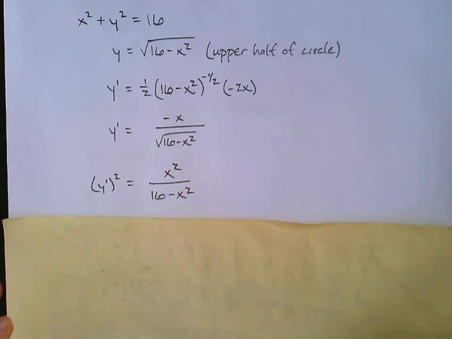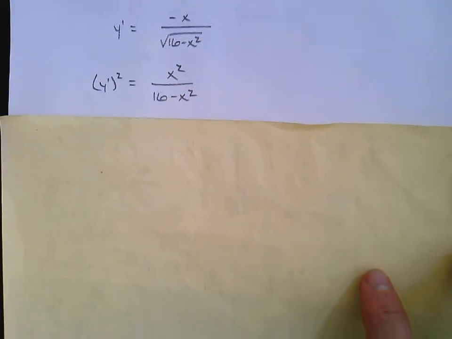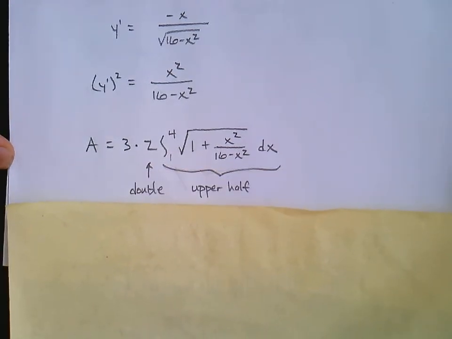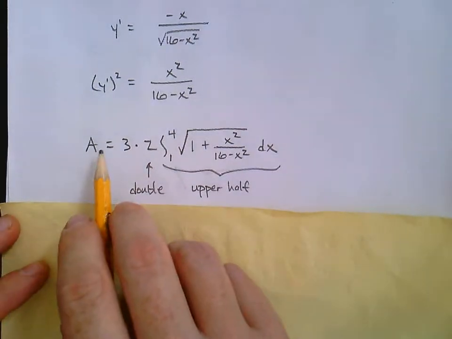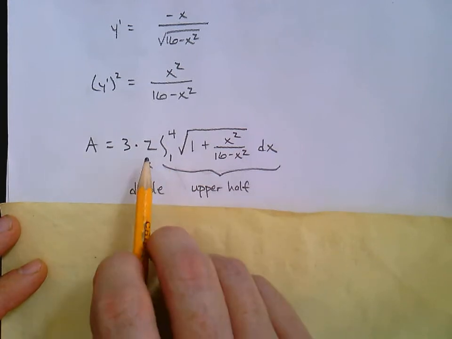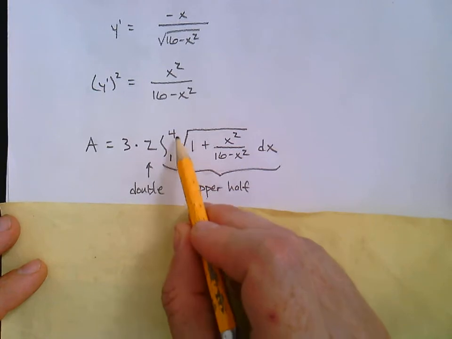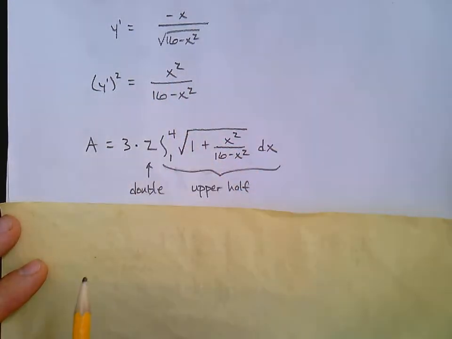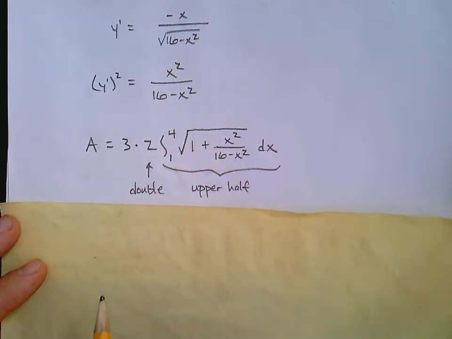Okay. Now we can set up our integral. So we remember that it's 3 times the arc length. So the area here, 3 times... I'll mention the 2 here in a moment. So we've got the integral from 1 to 4, square root of 1 plus, and there's our y prime squared, x squared over 16 minus x squared, dx.